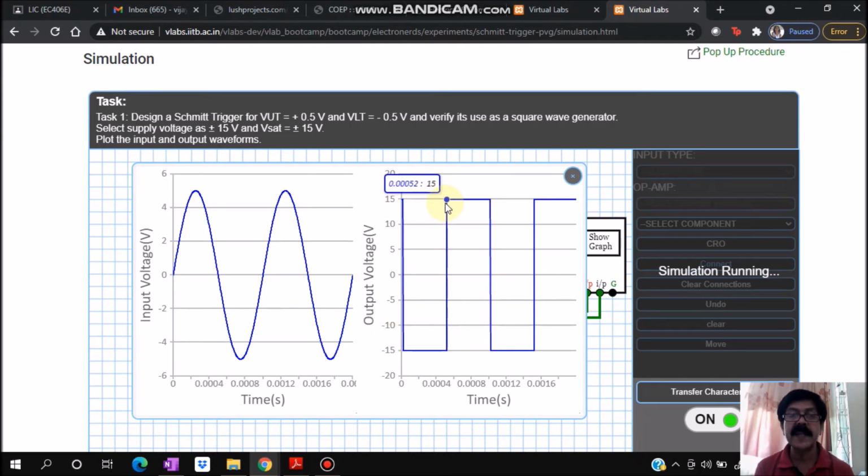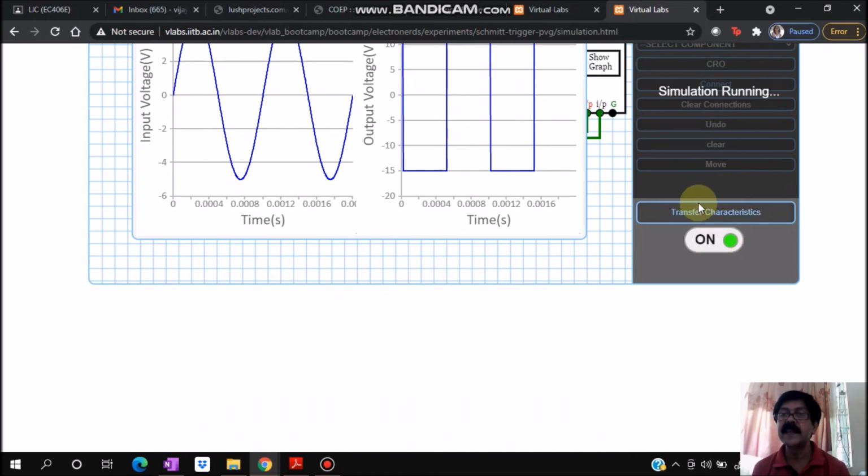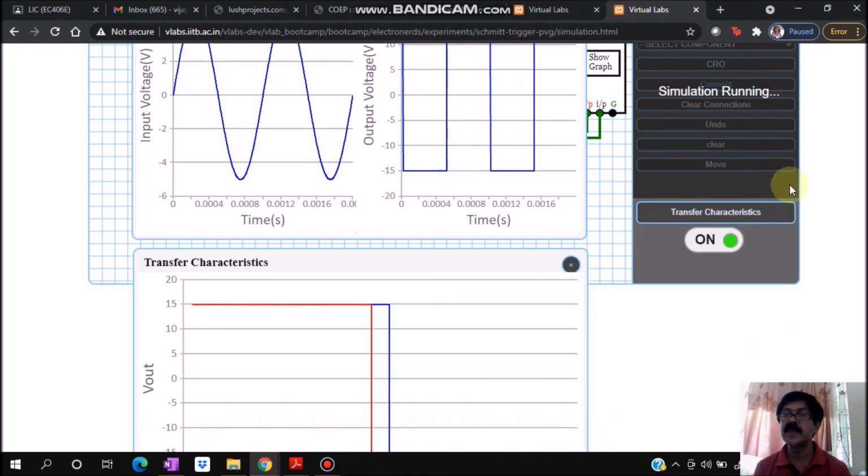So as expected, when the input goes above 0.5 volt, it switches from plus Vset to minus Vset. When the input goes below minus 0.5, that is, input becomes more negative than minus 0.5, it switches from minus Vset to plus Vset. Now let us see its transfer characteristics. As we know, there is a hysteresis in the transfer characteristic, that also we can see. So here I'll place this transfer characteristic.